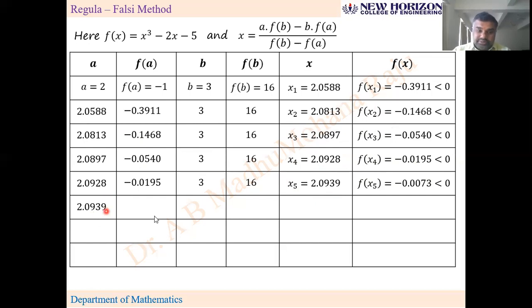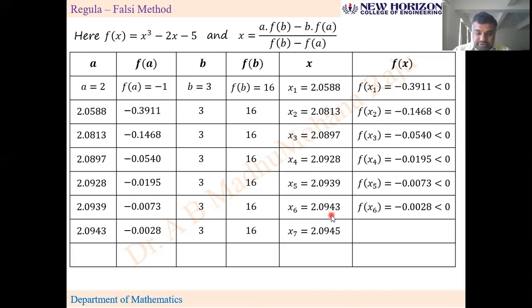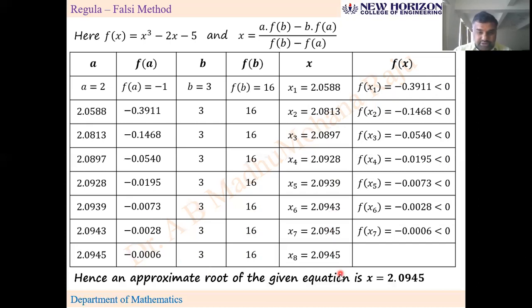Now, if you proceed in a similar manner, up to where? Until the x value repeats up to the required number of decimals. It is asked in the question to be correct to 4 decimal places. That's why up to 4 decimal places it should become the same. If it is asked up to 3 decimal places in the question, you can do up to 3 decimal places only. Here you got it up to x7. Hence, an approximate root of the given equation is x equal to 2.0945.